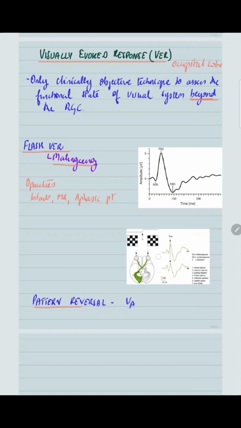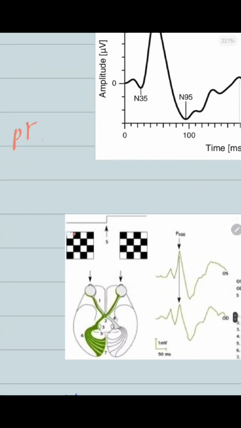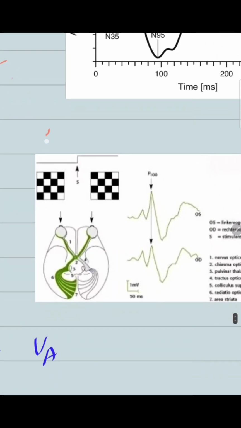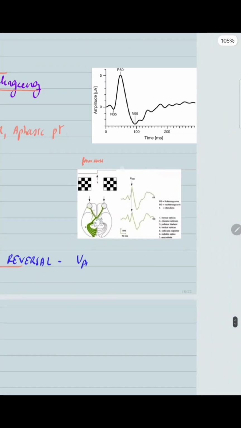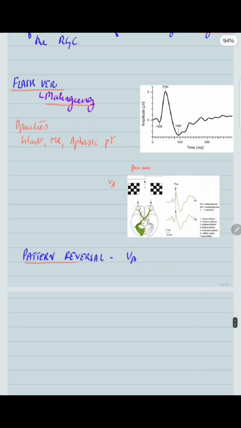Then pattern reversal. This is a pattern reversal. See, you can see the pattern is reversed here. White becomes black, black becomes white. That is pattern reversal VER. It depends on form sense and thus may give a rough estimate of visual acuity. VER is fully established at 6 months. It can usually be used to confirm optic nerve diseases like retrobulbar neuritis and retrobulbar disorders.